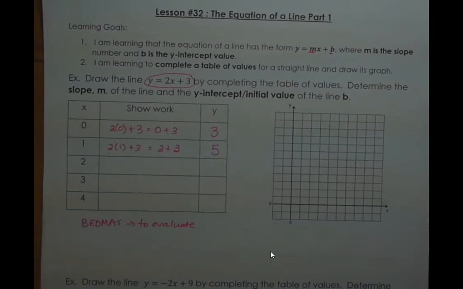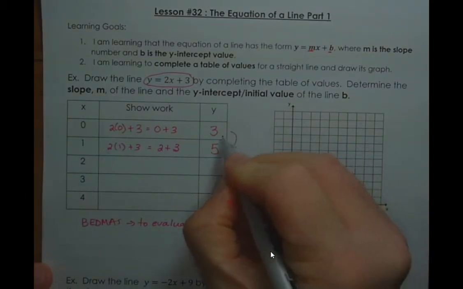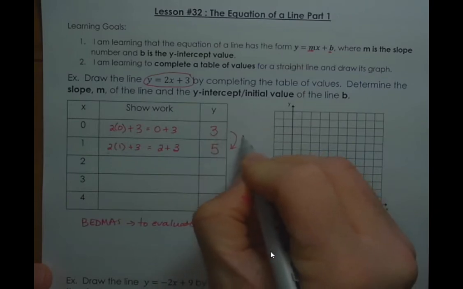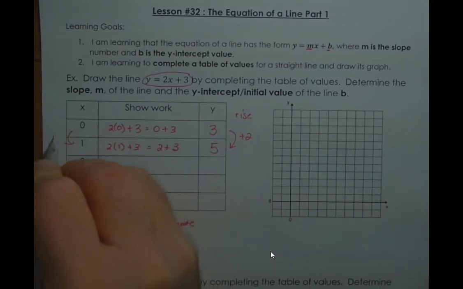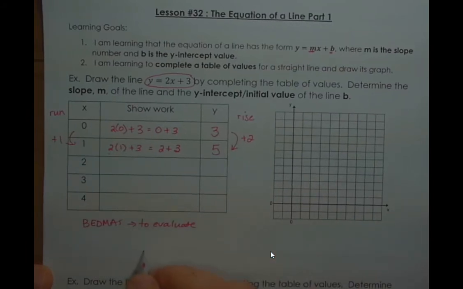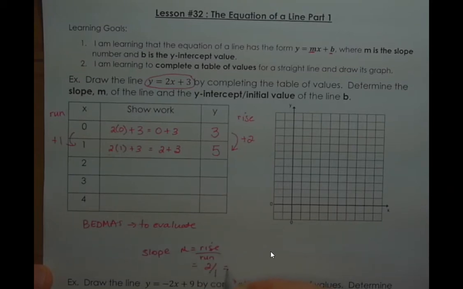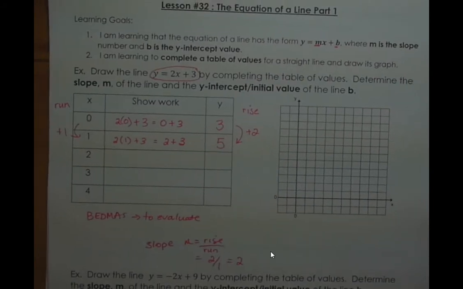Hopefully when you're doing this, you're going to see patterns. And math is all about patterns. I can look at this and ask, what is happening here? Well, I'm adding 2 for every one step that I'm running. So I can say my slope is rise over run, which is equal to 2 over 1, in this case 2. So what we've done there is we actually found the slope of the line.